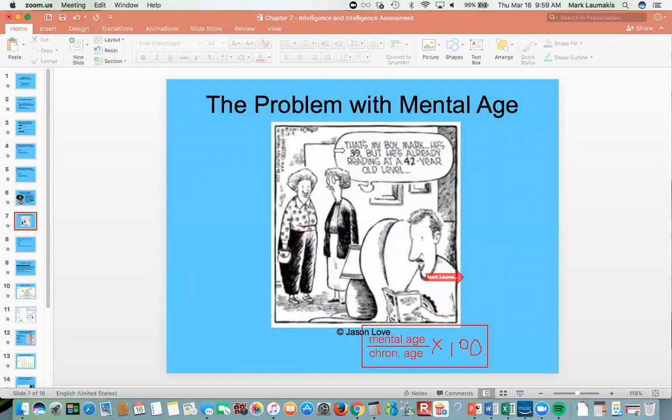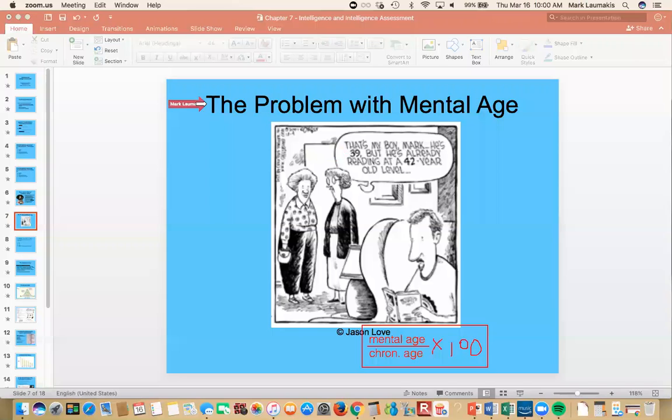Check this one out. That's my boy Mark. He's 39, but he's already reading at a 42-year-old level. Now, that's funny because we don't really have a way of getting our heads around how a 42-year-old reading level differs from that of a 39-year-old reading level, right? It's a 3-year difference. Well, 3-year differences matter if you're reading at an 8-year-old level when you're 5, right? 8 versus 5, I can get my head around that difference in mental age. But 42 versus 39, this highlights the problem with mental age.